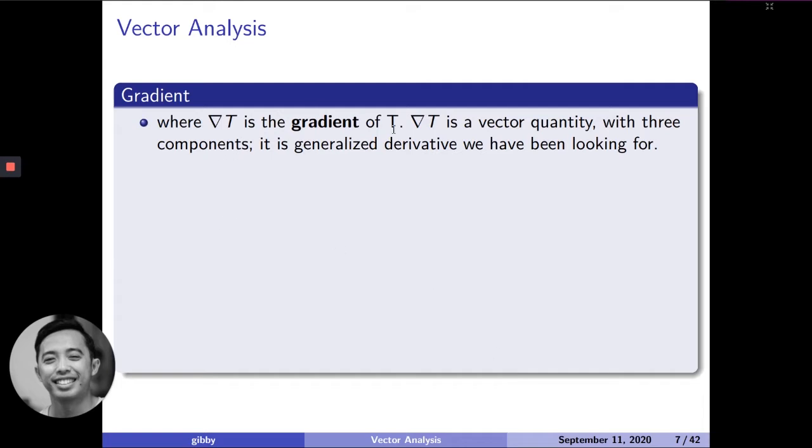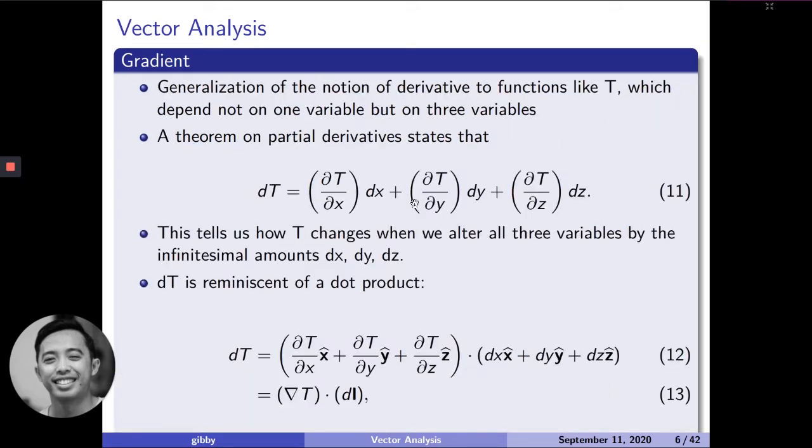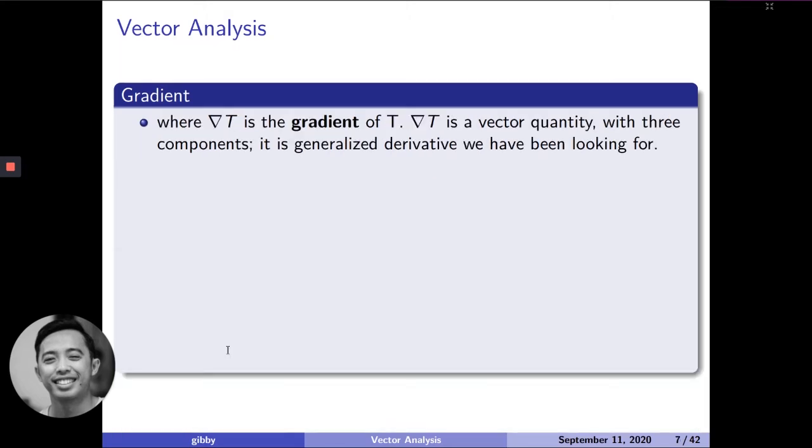As I've said, nabla T is the gradient of T. The gradient of T is a vector quantity. Why? Because this is a vector and that is a vector entity also, and the product of the two should be a scalar. After all, the derivative of T is just a scalar quantity. It's just a number. So the gradient of T is a vector quantity with three components, and it is the generalized derivative we have been looking for.